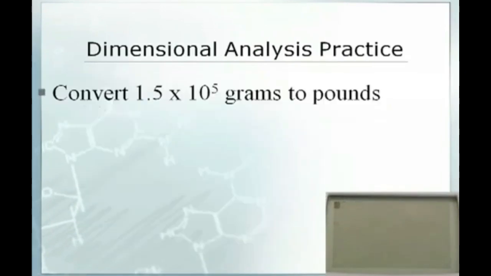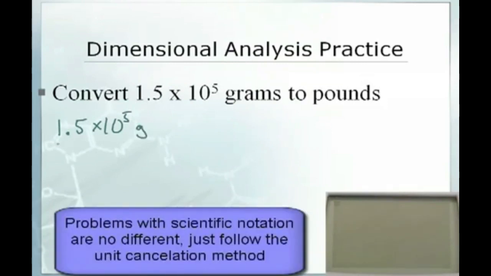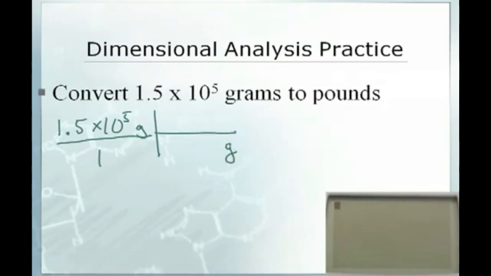Ooh, we got a strange one here. 1.5 times 10 to the 5th, we got significant figures. Grams to pounds. 1.5 times 10 to the 5th g, that's the unit for grams. Yeah, I actually know this conversion. I do too. But you're old, you know all about that stuff. Grams to pounds, right? So I put the grams.